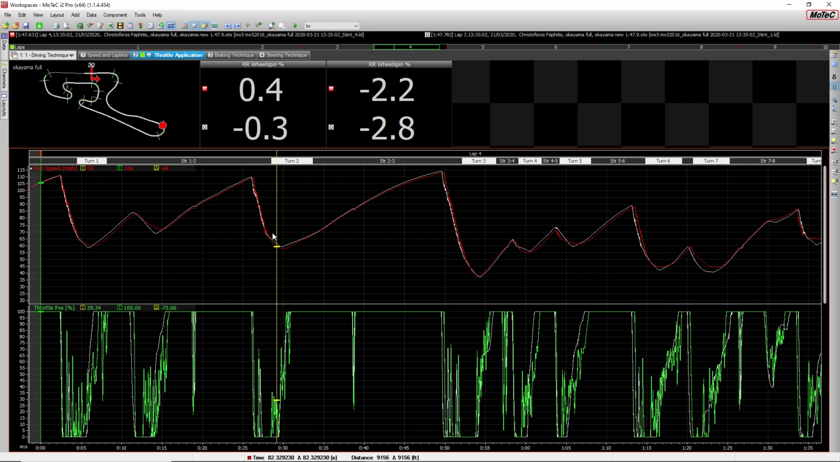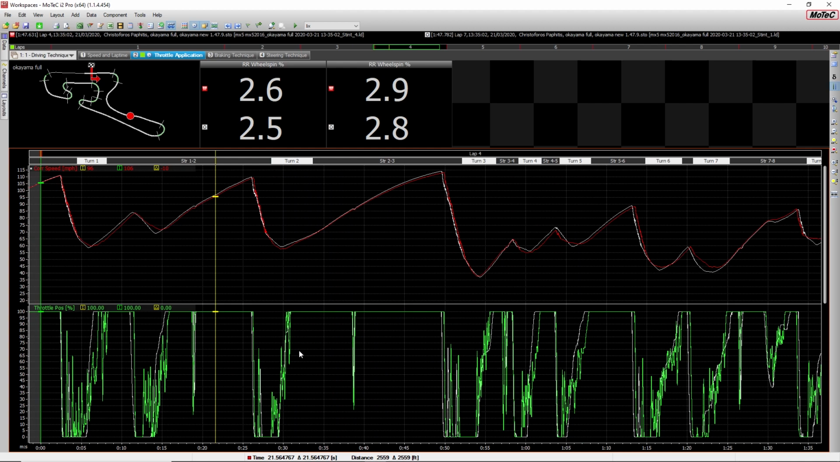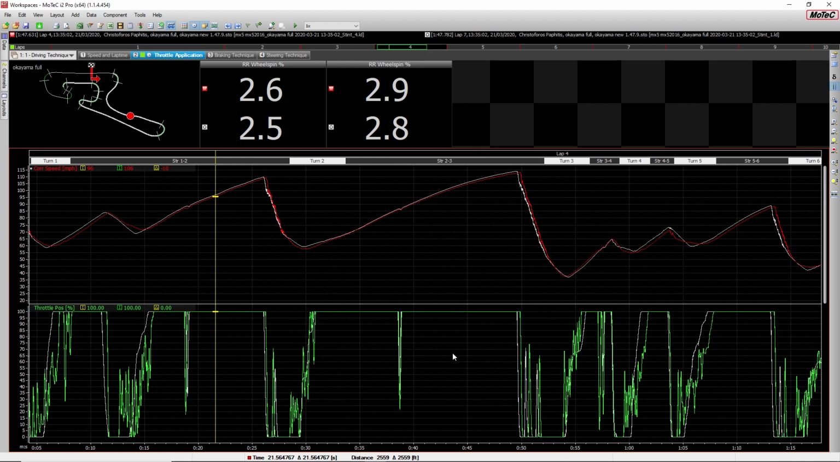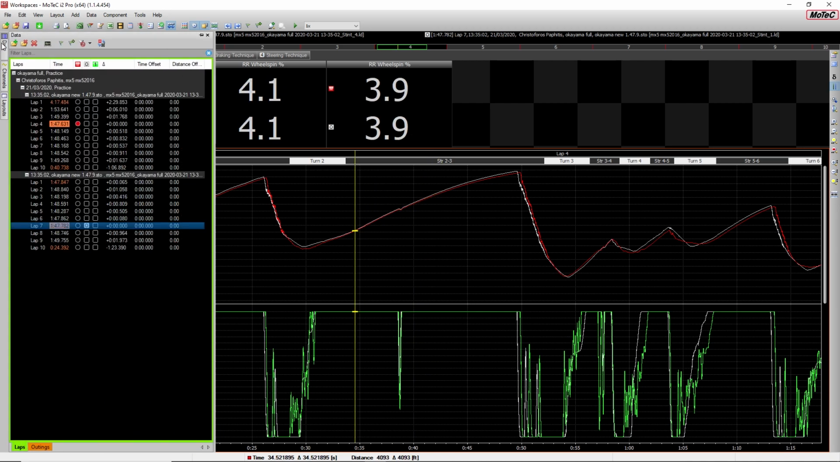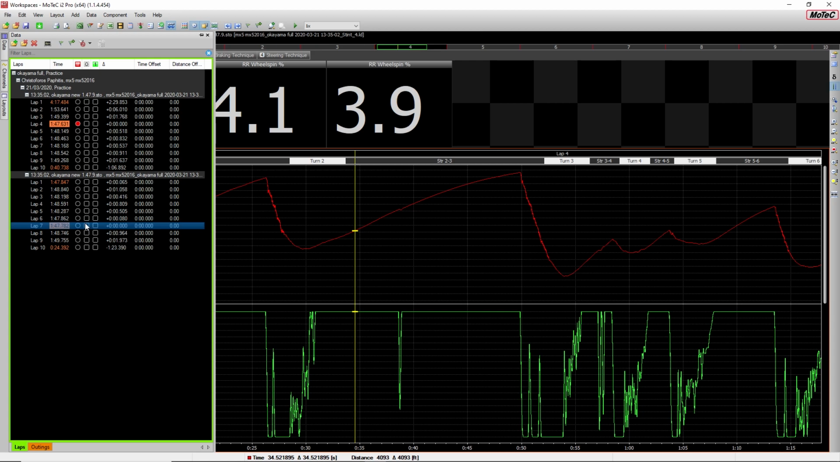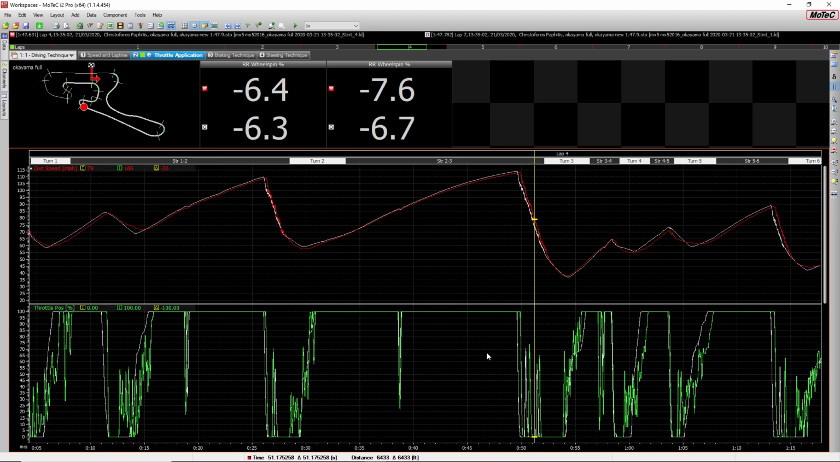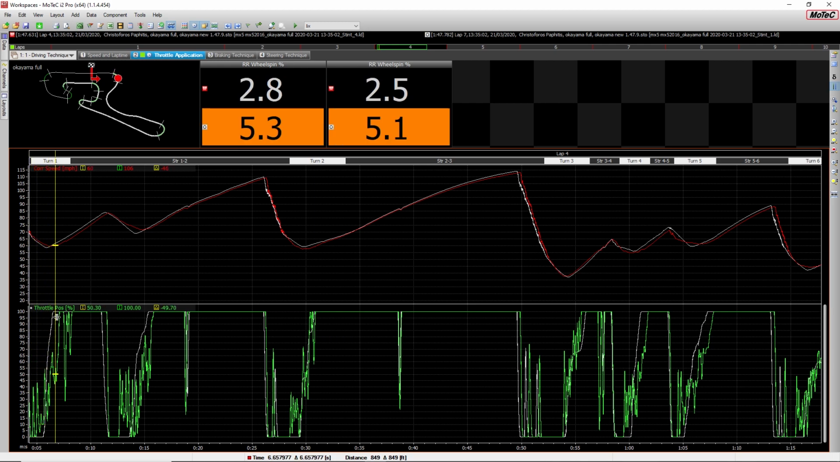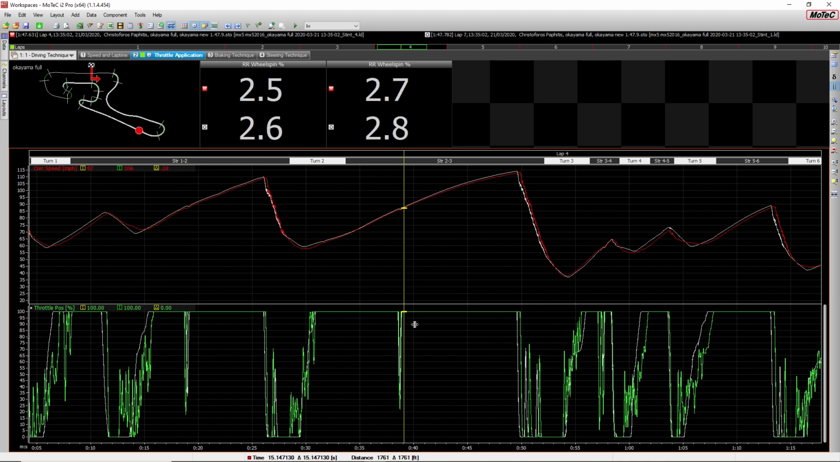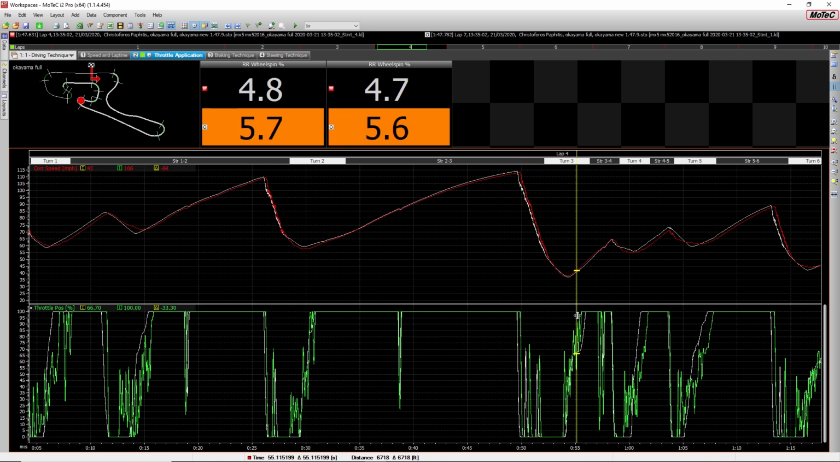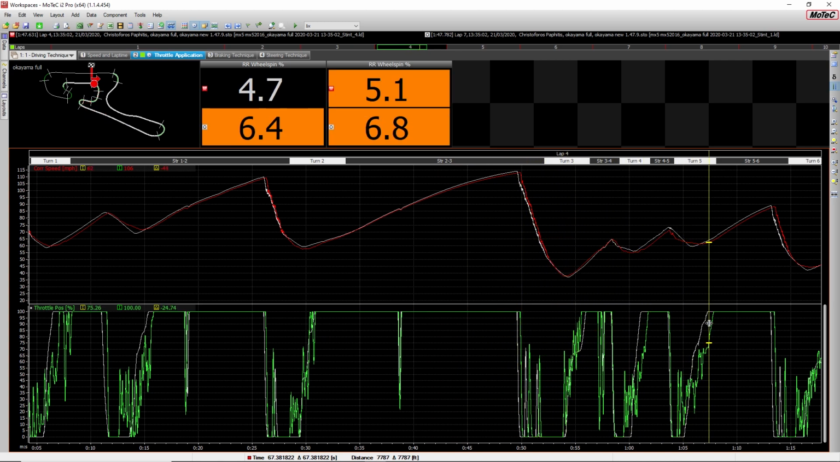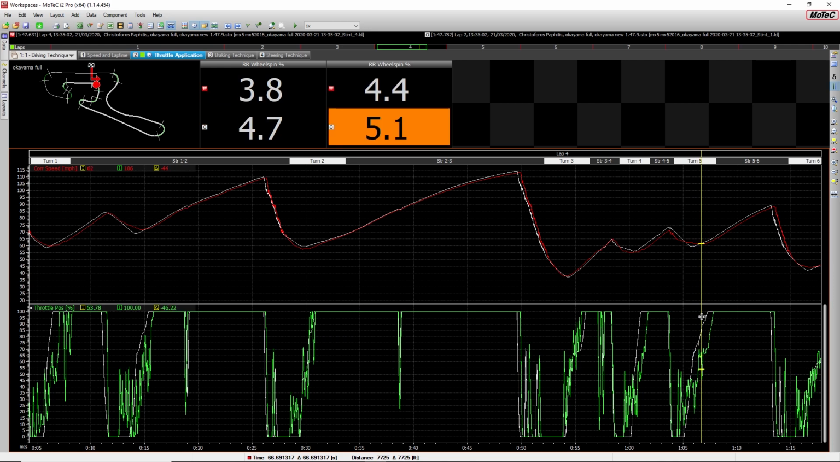But in general, it's a bit difficult to see. White and green is not a good contrast, but in general, with white is the smooth throttle application. I'm able to go into the 100% throttle application faster, and that's generally true for almost every turn.